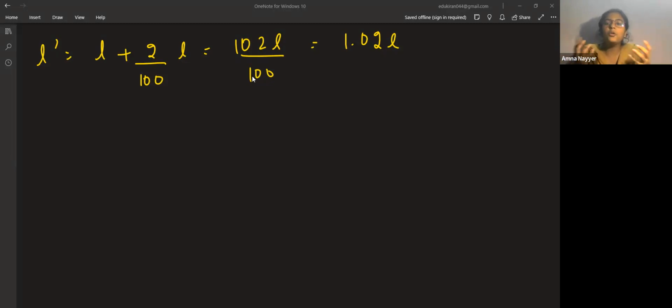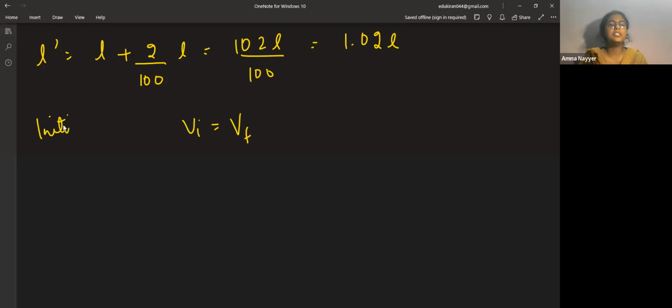Why? Because volume is there. The volume that was present initially is still remaining. So when I'm extending it, length increases and area has to decrease. Otherwise, it will break. So which quantity will remain the same? Initial volume will be equal to the final volume.